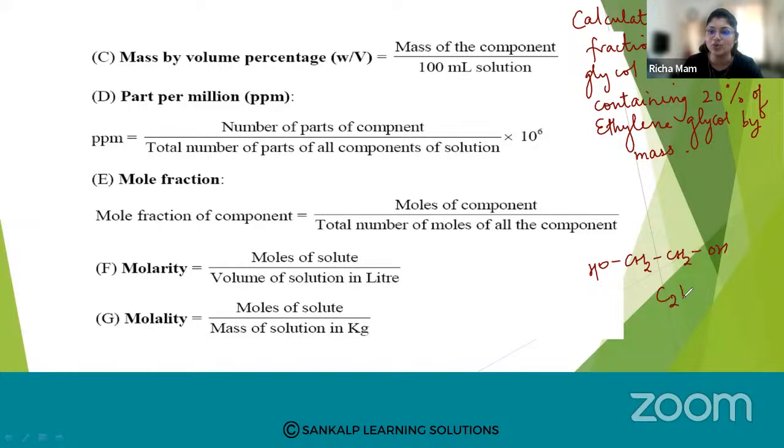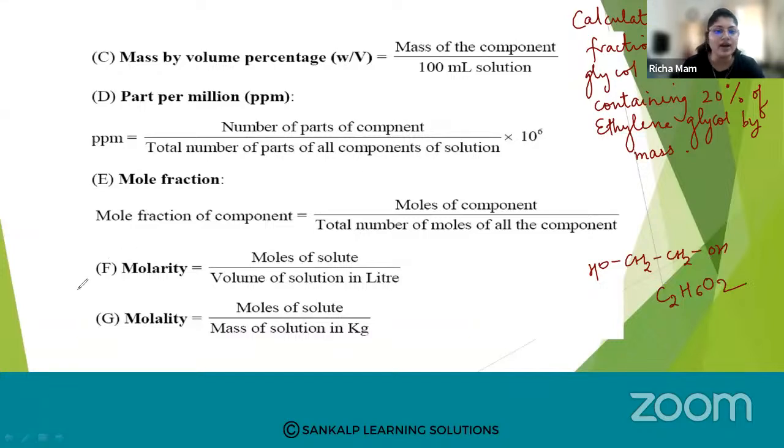So that is C2H6O2. Count the number of atoms: carbons are 2, hydrogens are 6, and oxygens are 2. Yes, Yamuna has answered it right. Good. So let me go back. Okay, fine, so here is ethylene glycol.